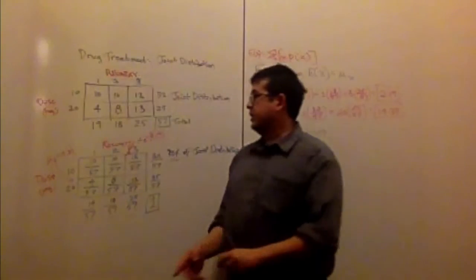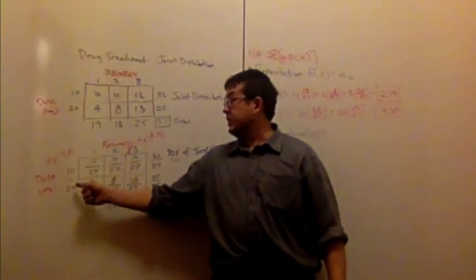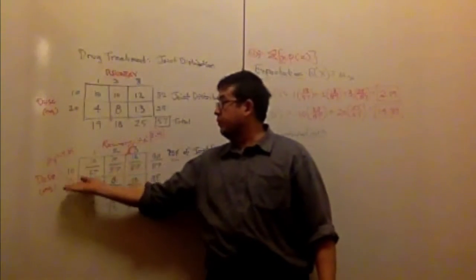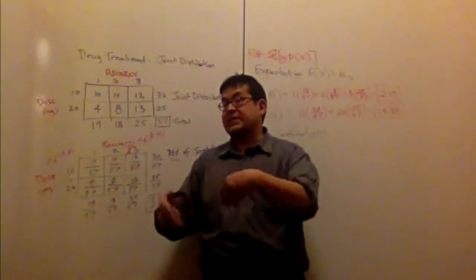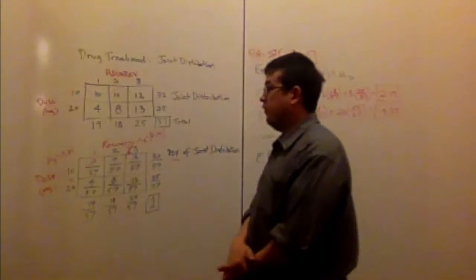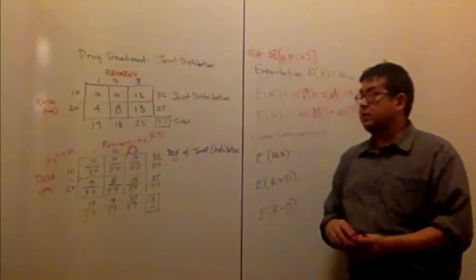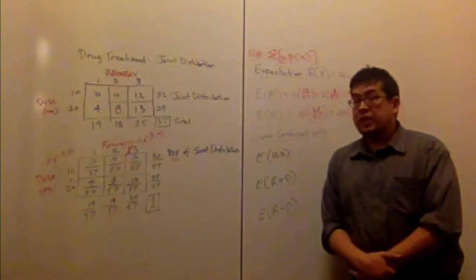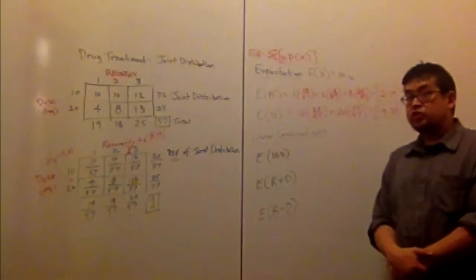So notice that halfway between 10 and 20 is 15. Since there are more cases on the 10 side, it pulls that average, that expectation serving as the average, to a little bit less than that 15, which would be the midpoint of 10 and 20. All right, so there you have it. Those are the expectations for this joint distribution.